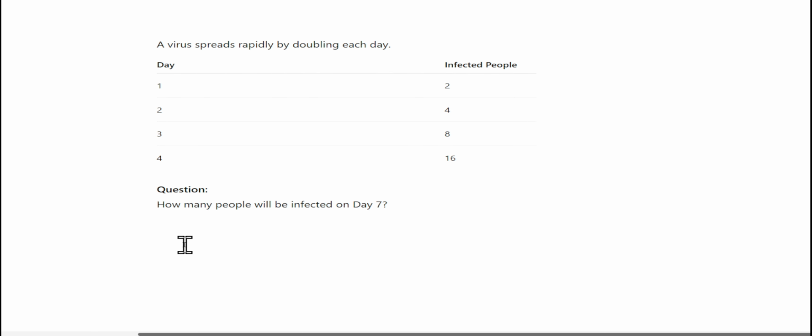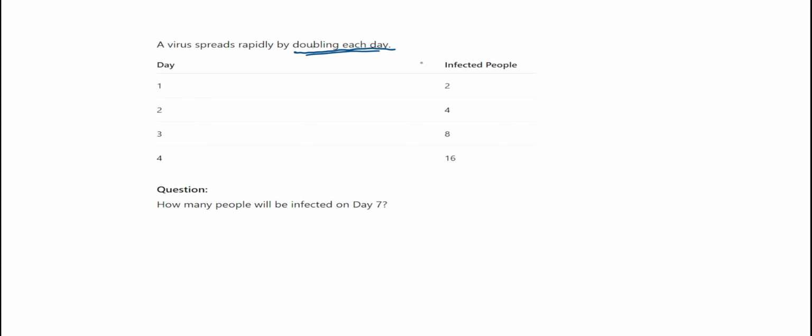Virus. Okay. As soon as you see the virus, you should be thinking exponential. The virus spreads rapidly by doubling each day. So they've told us the growth factor, and they've told us explicitly that it's exponential. So it's going to be some initial amount times the rate to the power of the number of days.